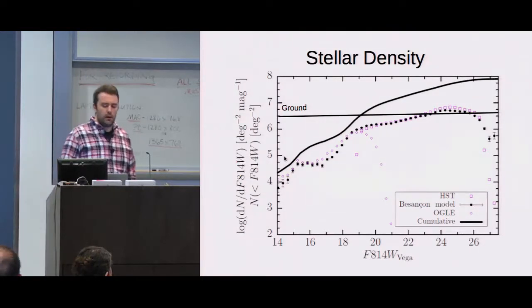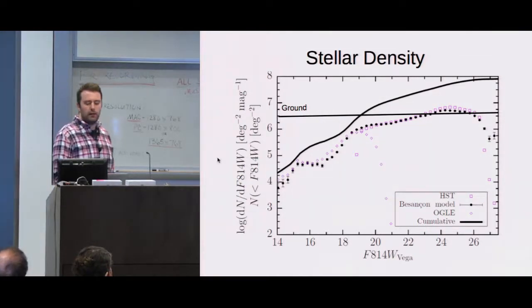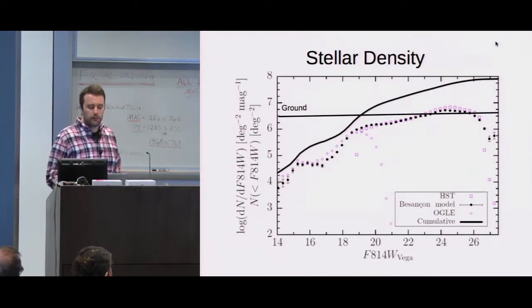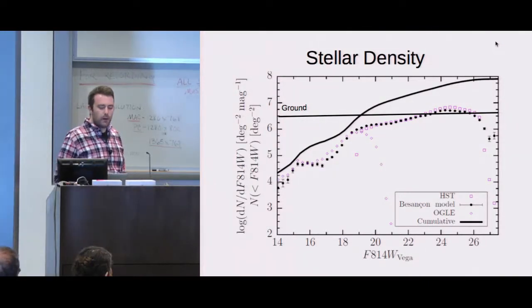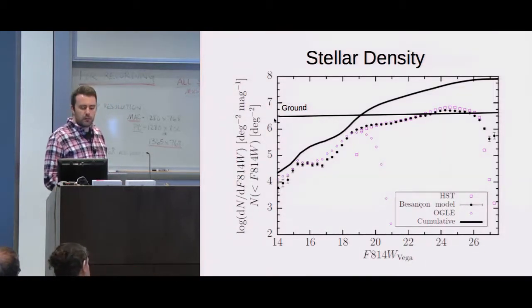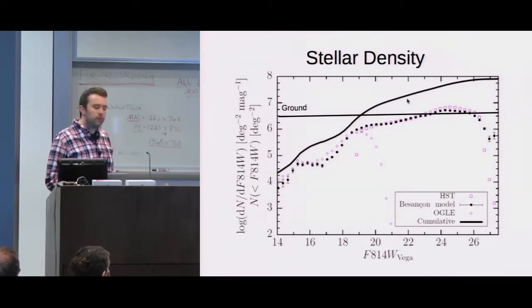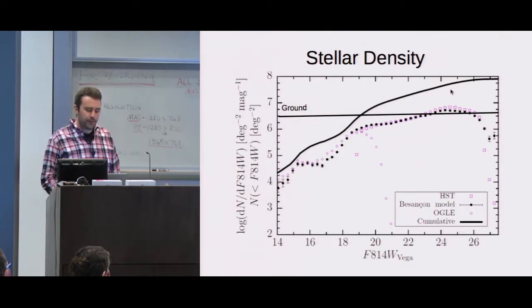This is a plot of cumulative stellar density, the solid line here, in bulge fields. Per square degree, you get a few million stars that you can resolve from the ground. But we know that there's a lot more stars than the ones you can resolve. If you can resolve everything, you get up to maybe 100 million stars per square degree.